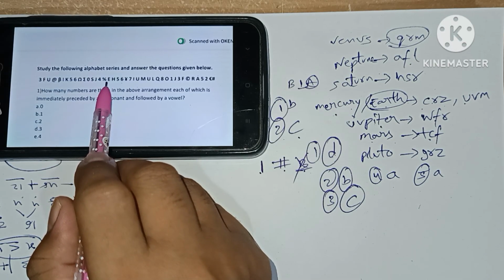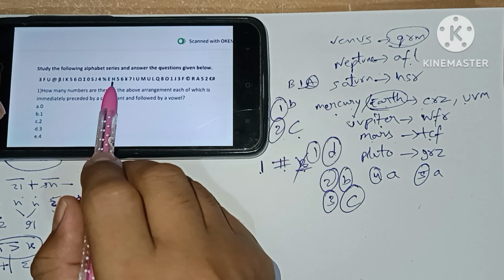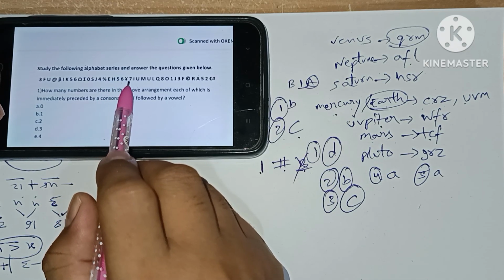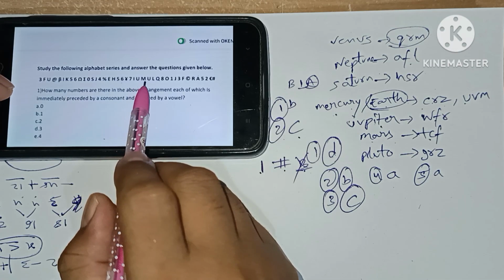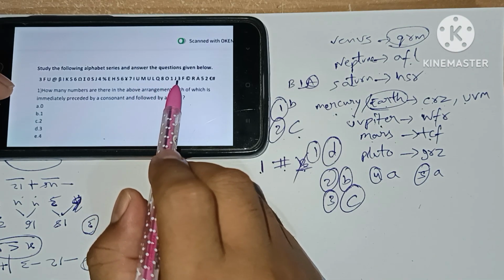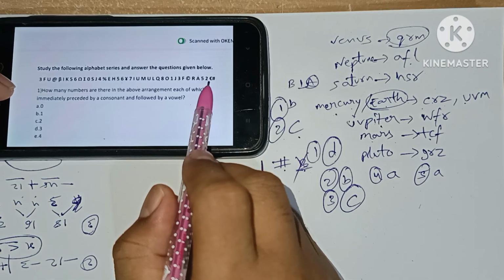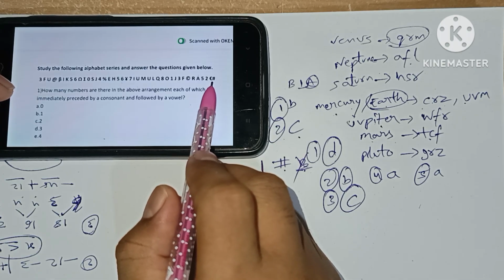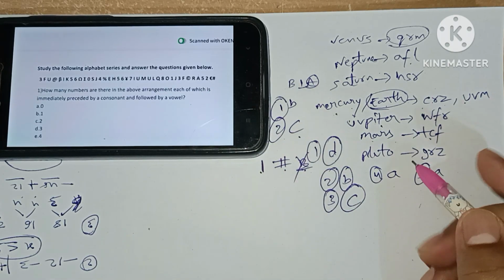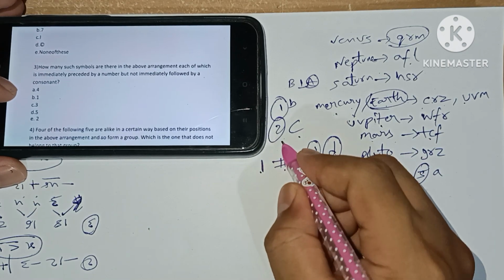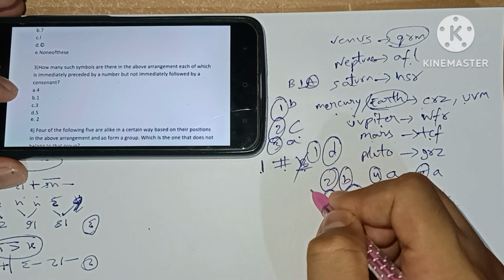So we have two possibilities. Number and the next one is a symbol, and the next one is not a consonant. So three. Number and symbol. Number is here, symbol is here. The next one is not a consonant. So we got four possibilities. So the answer will be 4. So option A is the answer for the third question.